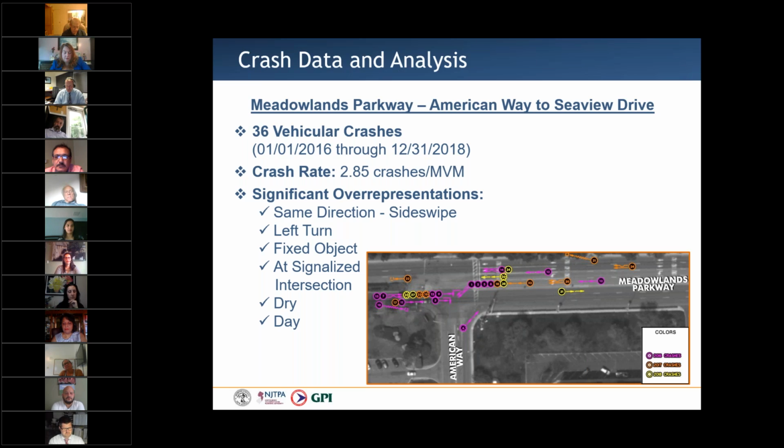Overrepresented crash types as compared to roadways with a similar cross-section include same direction sideswipe, left turn, and fixed object. Overrepresented crash conditions include at signalized intersection. It should be noted that there was no overrepresentation of wet or nighttime conditions, which typically indicates adequate drainage and roadway lighting. It should also be noted that the majority of identified crashes were at the intersection of Meadowlands Parkway and American Way and not at the bridge itself.